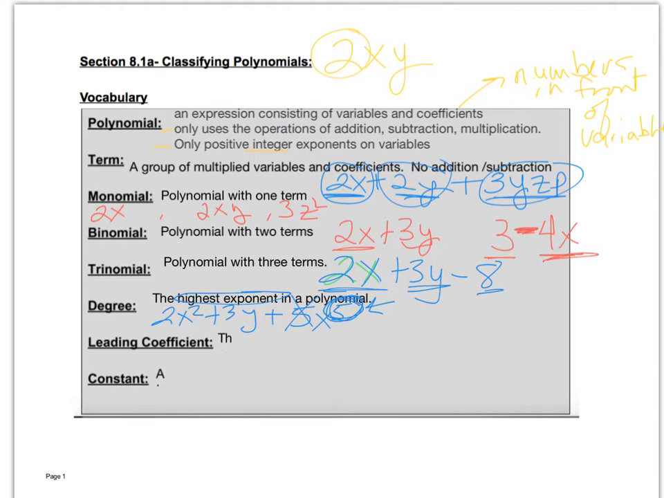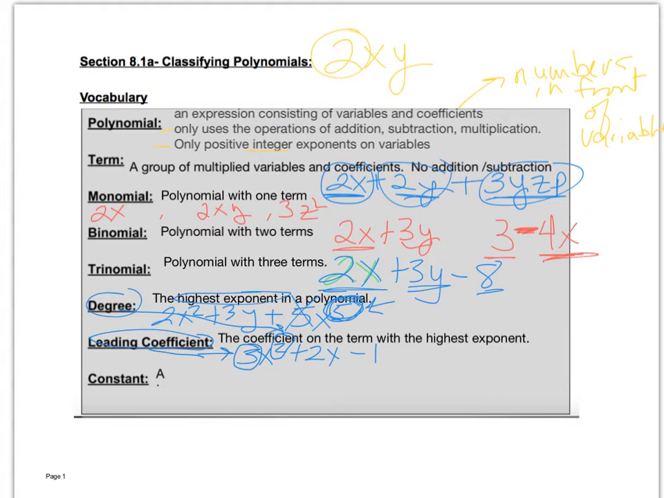Leading coefficient, now that is the number in front of the highest degree. So I managed to make my degree and my leading coefficient in that last one 5. Let me do another example. If I had 3x squared plus 2x minus 1, 2 is my degree, 3 is my leading coefficient. My degree is that squared. I'll do some examples so you know what I'm talking about in a second. You can write down the definition.